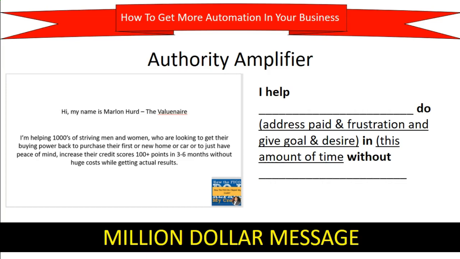So I put a little base over here. I help blank do blank, right? You want to address the pain and frustration and give a goal and desire in blank this amount of time without blank. Okay. So I help blank do blank in blank without blank. So you come up with your $1 million message.